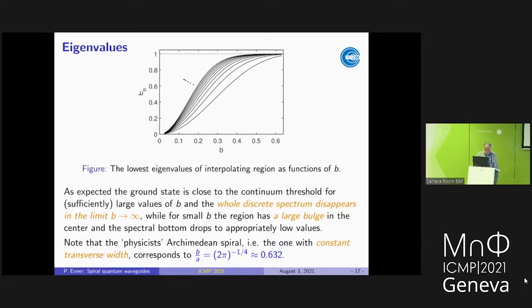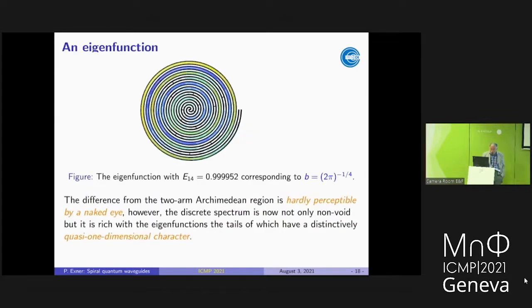And if you want to see it, here is the 14th eigenfunction. You cannot distinguish this by the naked eye from a two-arm Archimedean spiral, but still the true Archimedean spiral has no discrete spectrum. This one has an infinite one, and this is the 14th eigenfunction. You can count the nodal lines. Here is the value at which this happens, 2 pi times the square fourth root of 1 over.